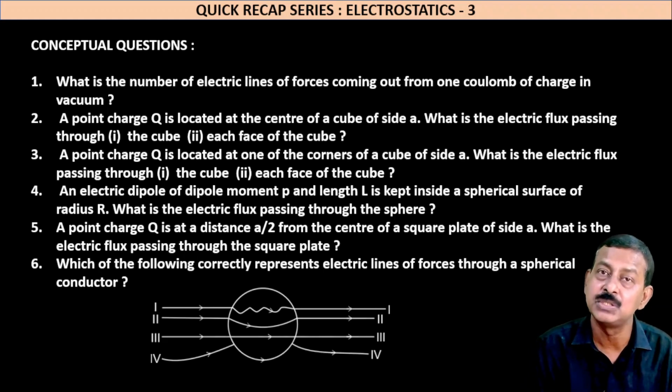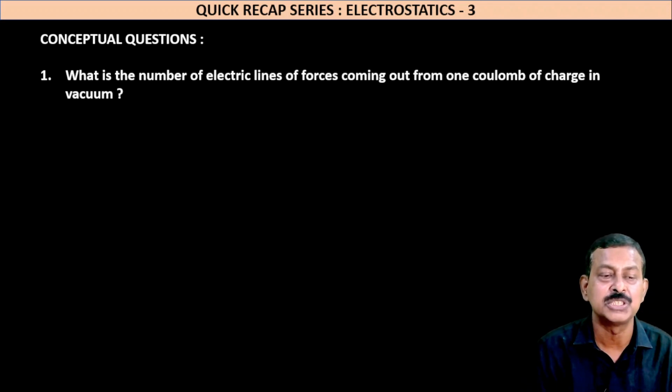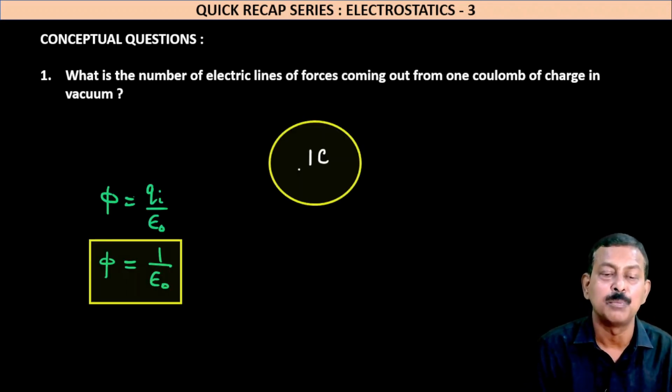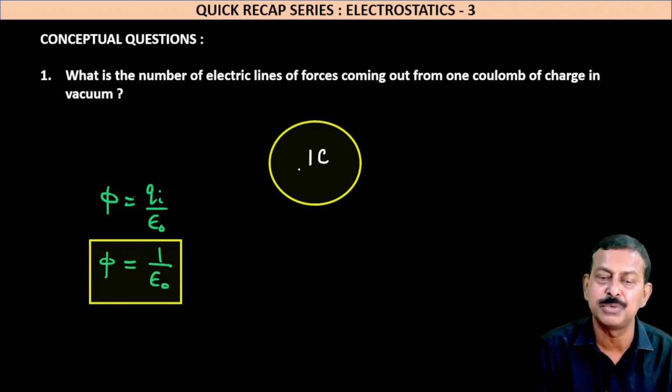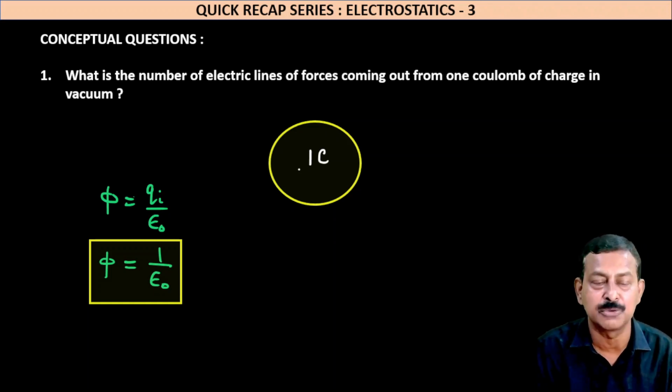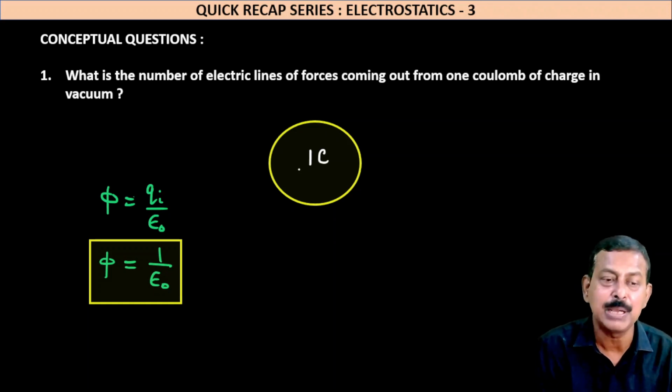Let's now take some conceptual type questions, one by one. The first question is: what is the number of electric lines of force coming out from 1 coulomb of charge in vacuum? Suppose you have been given 1 coulomb of charge. We'll take a Gaussian surface around it, so it is a closed surface. If I simply apply Gauss theorem, net flux will be equal to the charge enclosed divided by epsilon naught. Since the charge is 1 coulomb, it is 1 by epsilon naught.